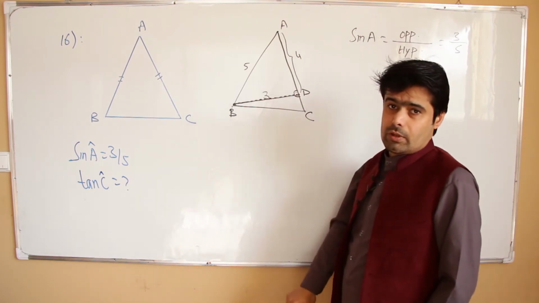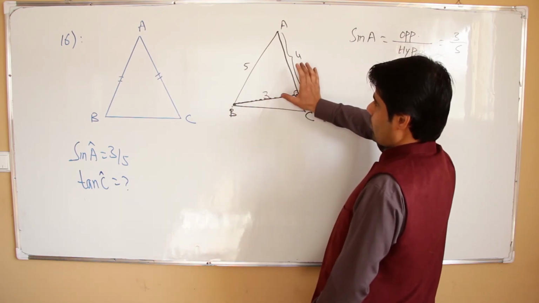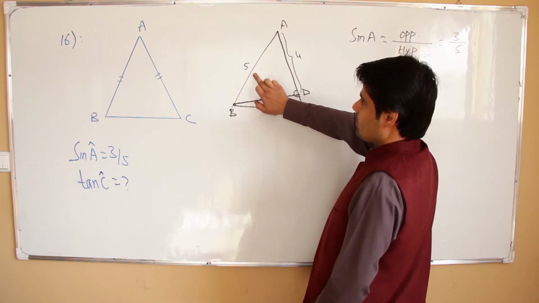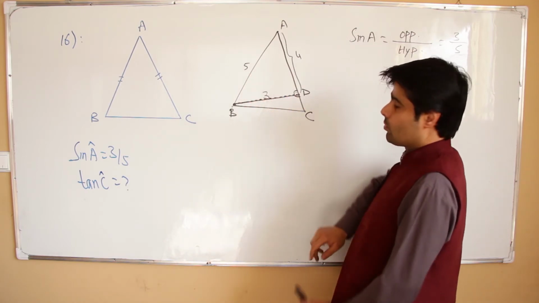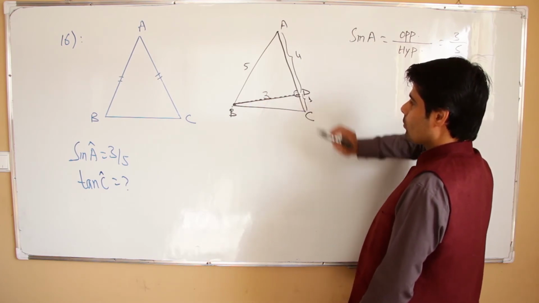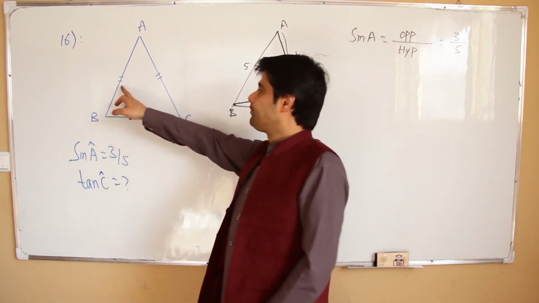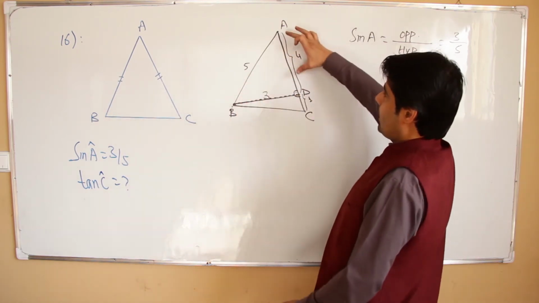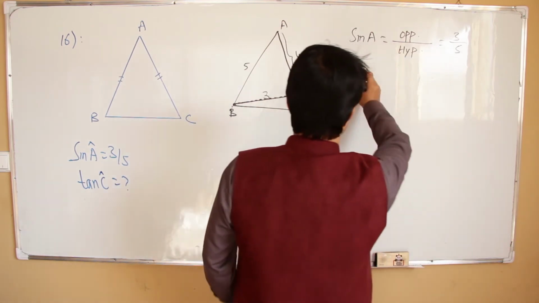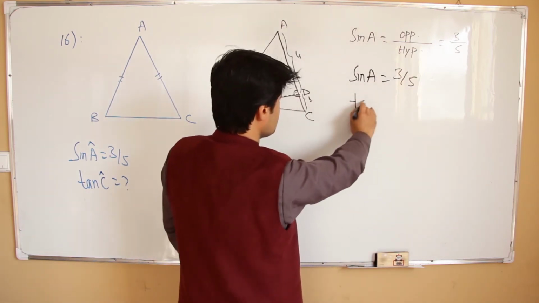According to the Pythagoras theorem, the square of these two is equal to the square of this one. So if this one is 5 and this one is 3, then it is 4. Now, what do you think for this one? I think it's 1. Why? Because this side with this side, they are equal. If this one is 5 and up to here it's 4, so it should be 1. Yeah. So if sine A is 3 by 5, now what do you think for tangent C?